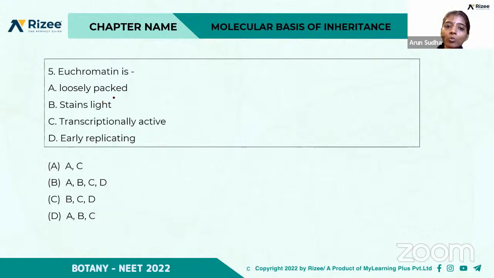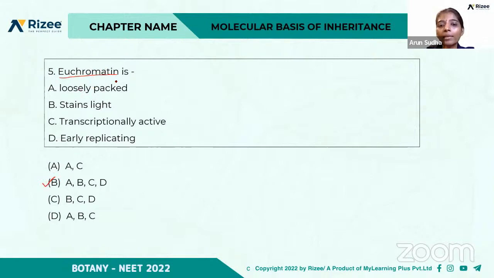Euchromatin is loosely packed, stains light, transcriptionally active, early replicating. So which are all the correct options for euchromatin? A and C, A, B, C, D, B, C, D, A, B, C. Yes, B is the right answer. So all are correct options.